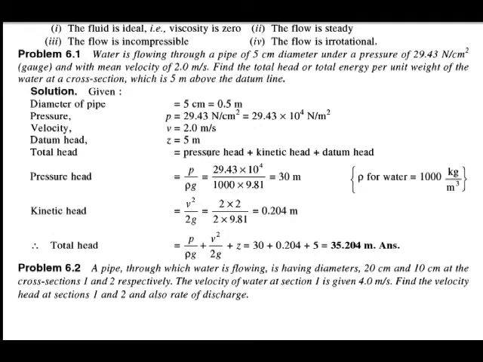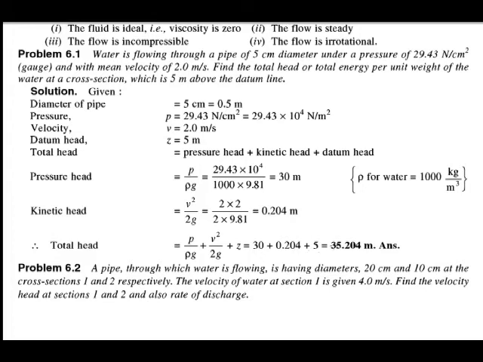Next we have to calculate the kinetic head. The formula for the kinetic head is V square by 2g. V is here 2, so 2 square upon 2 into 9.81. We will get the value of kinetic head as 0.204 meter. Then Z is given as 5 meter. So total head is equal to pressure head plus kinetic head plus datum head, which is 30 meter plus 0.204 plus 5.